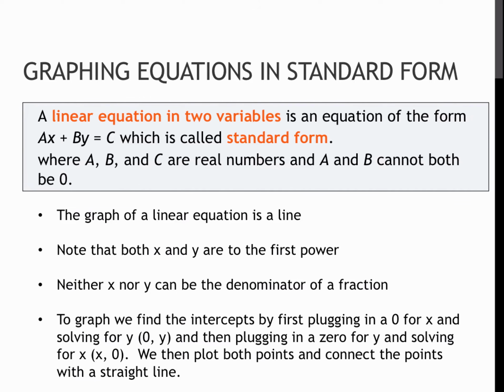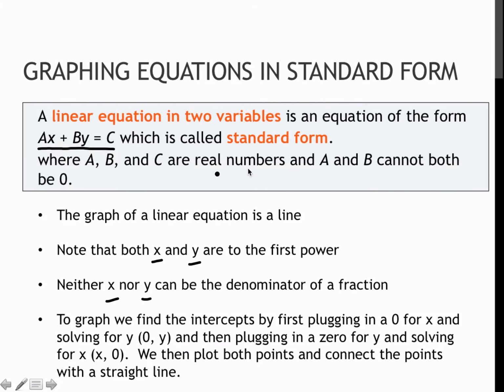A linear equation in two variables, again, will make a straight line. We've practiced how to do this with point plotting. Now we're going to graph things that are specifically in standard form, which is ax plus by equals c. A few things to note about linear equations. Obviously, the graph of a linear equation is a line. X is to the first power and y is to the first power. If you start dealing with different powers, that's where you're going to get the lines that are not linear, that will look like the W that we saw on the last screen. X and y cannot be denominators of a fraction.